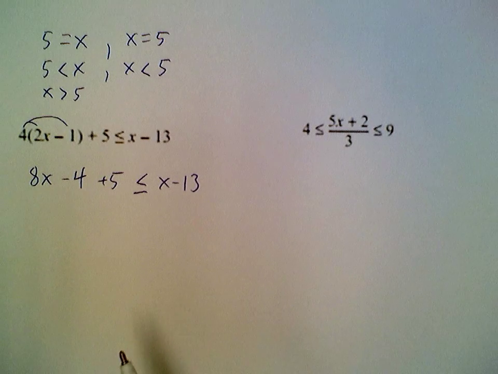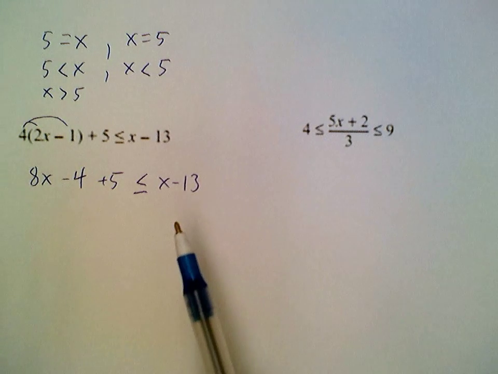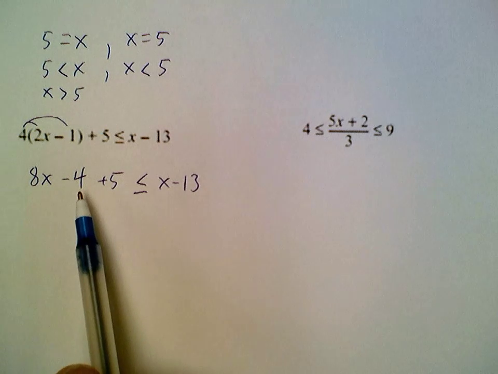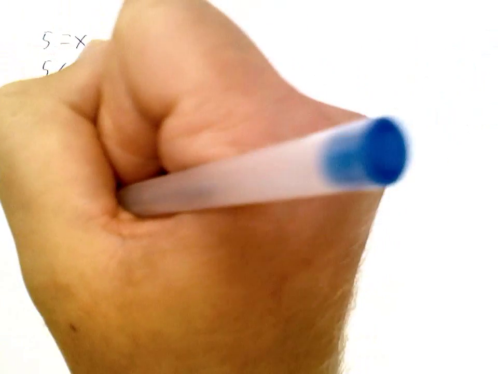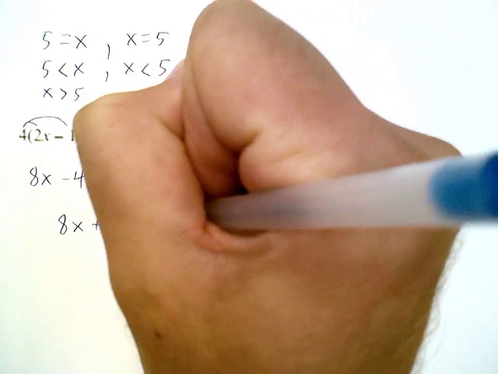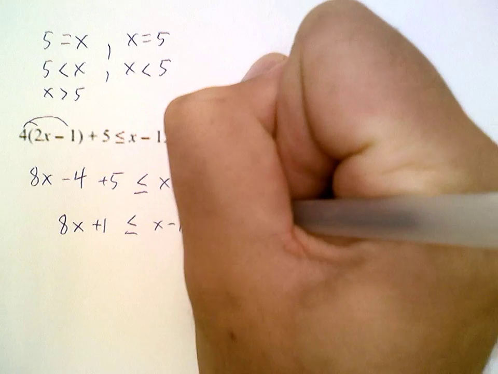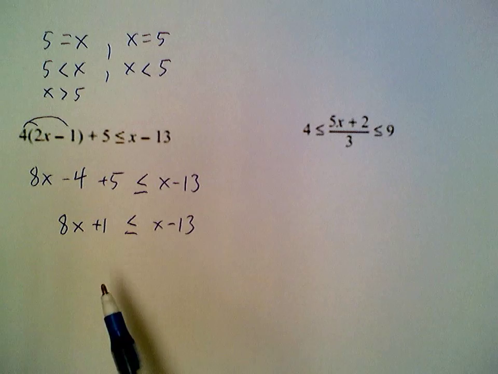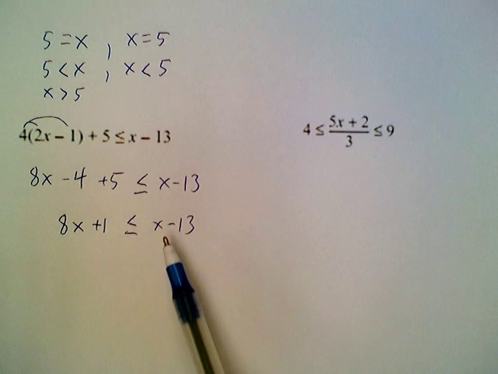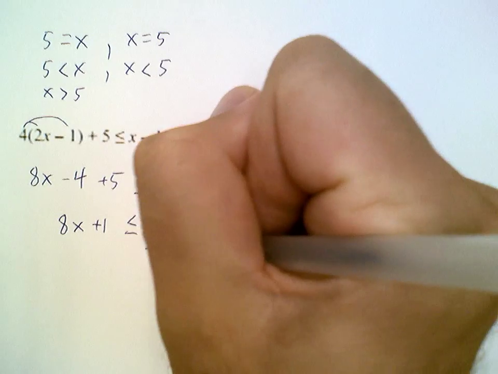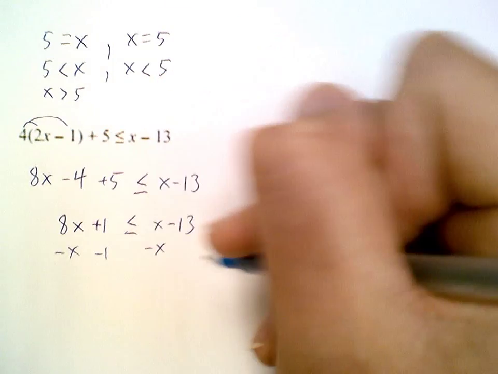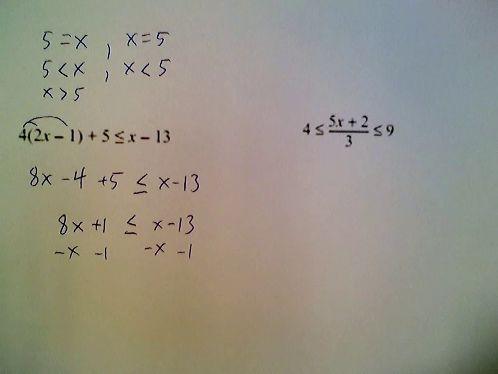Now the general idea is the same in that I want to get all the x's on the same side together. So first I'm going to combine these like terms. I get a negative 4 and a positive 5, so that just becomes plus 1. The right side is still x minus 13. Now I'm going to gather the x's on the left side and the numbers on the right side. So I'm going to subtract 1x from here and subtract x from there. I'm going to subtract 1 from here and subtract 1 from the other side.